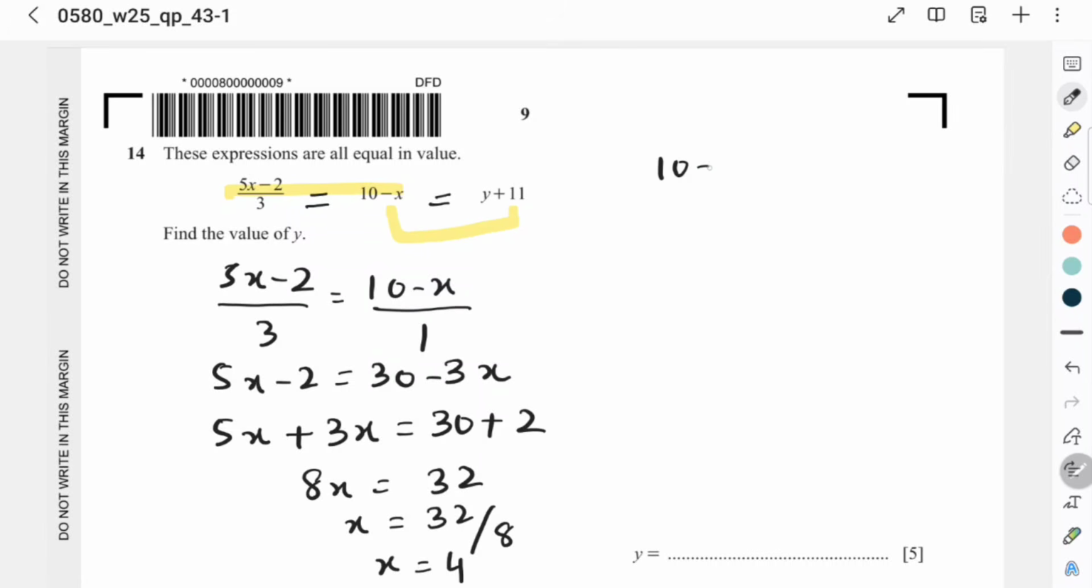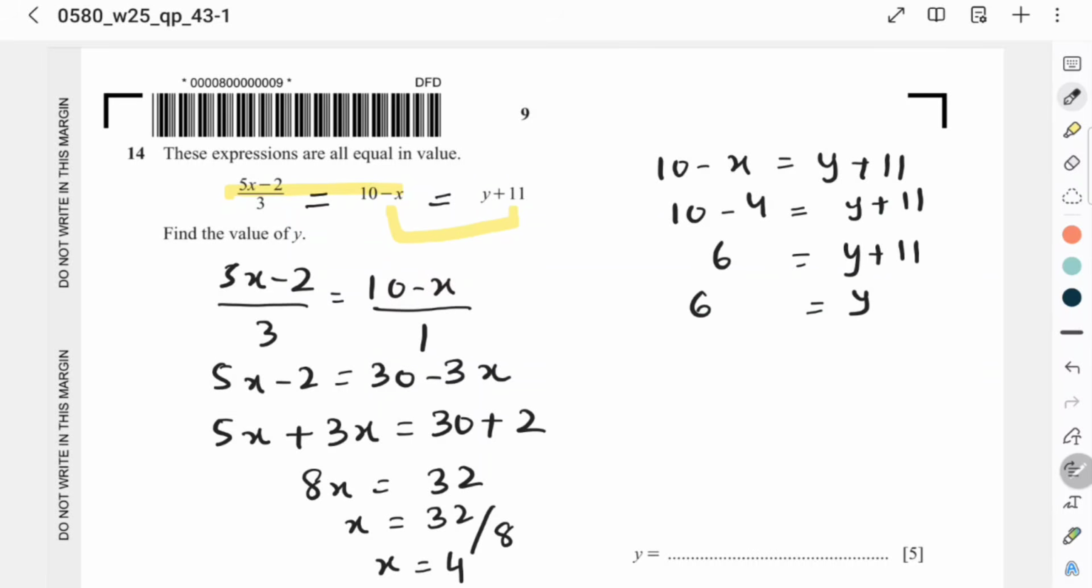Now again, 10 minus x is equal to y plus 11. 10 minus 4, which is equal to 6, is equal to y plus 11. Okay, now you are just writing y is equal to 6 minus 11, and y is equal to minus 5.